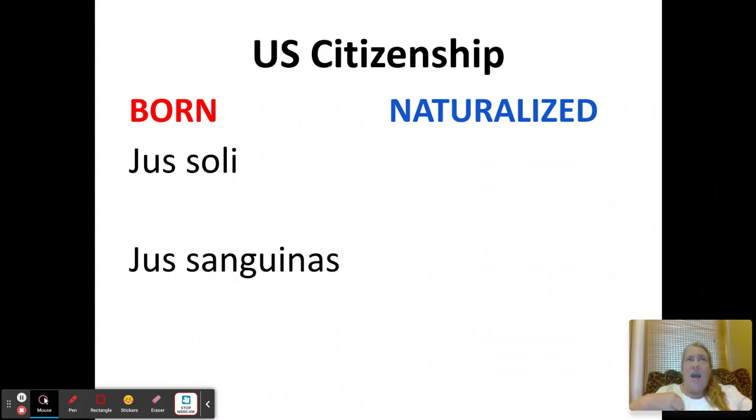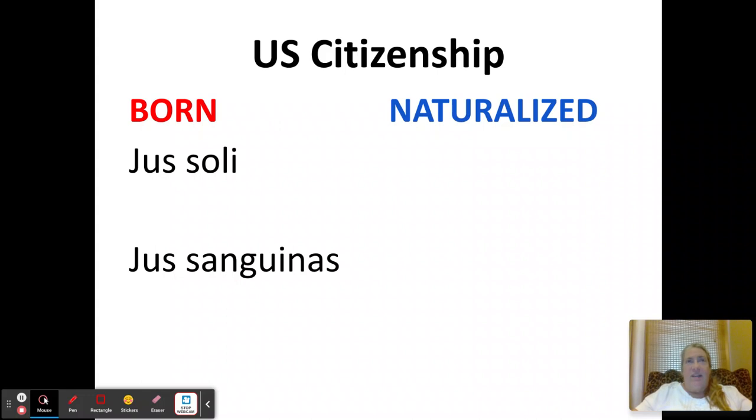So if I had a child in France, is that child a U.S. citizen? First thing you have to ask me is, are you a citizen? Well, yes, I am. I'm a U.S. citizen. So, because my blood is U.S. citizenship, jus sanguinis, my child, wherever they are born in this world or universe, is a U.S. citizen.